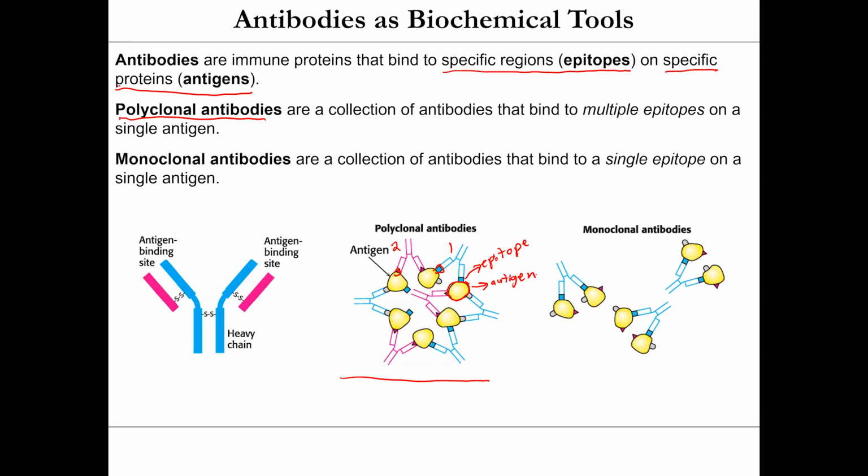Monoclonal antibodies are a bit more specific. They only bind to a single epitope on a single antigen. So they're very, very specific for your protein. There may be different reasons why you'd want to use polyclonal antibodies versus monoclonal antibodies, so there's different benefits and drawbacks to each. Monoclonal antibodies are also used as a therapy in disease, but that's sort of above what we're going to talk about today. Today we're just thinking of antibodies as biochemical tools.